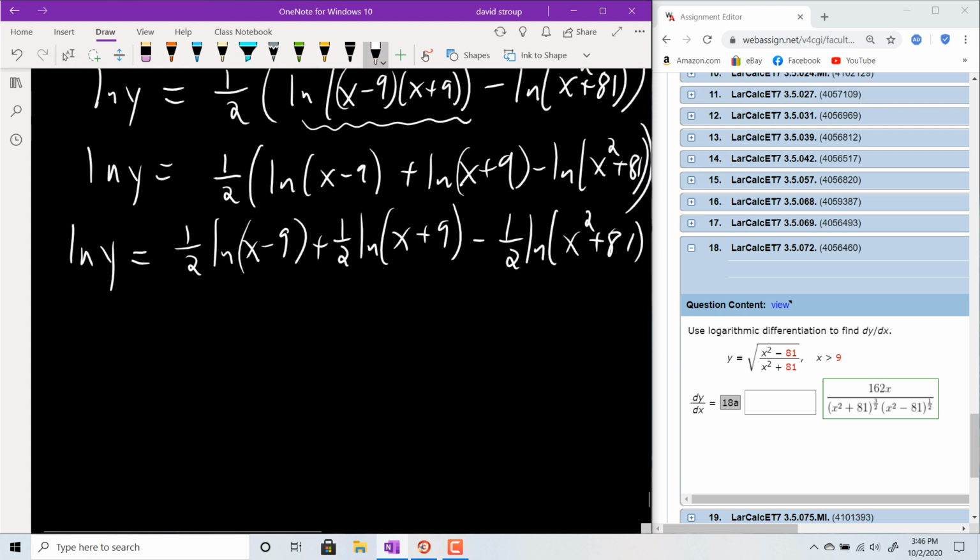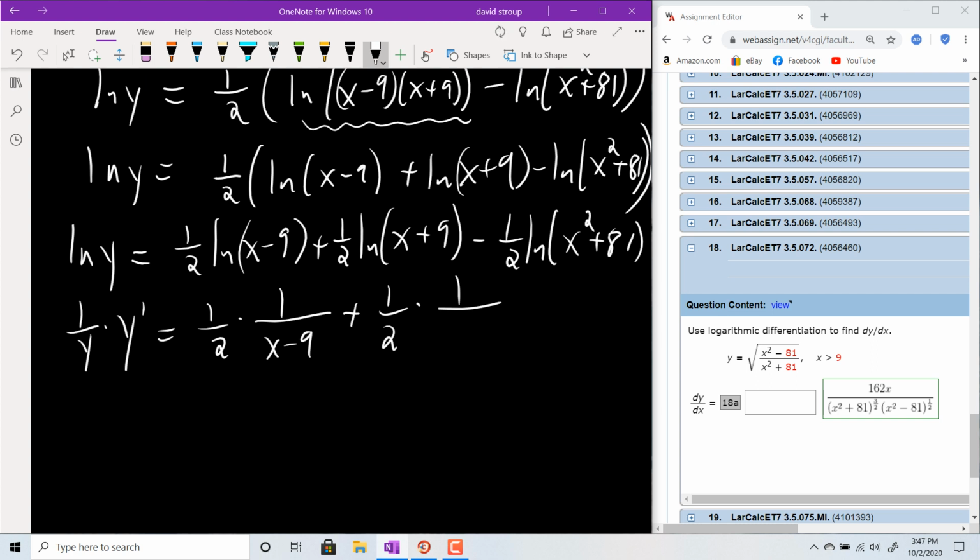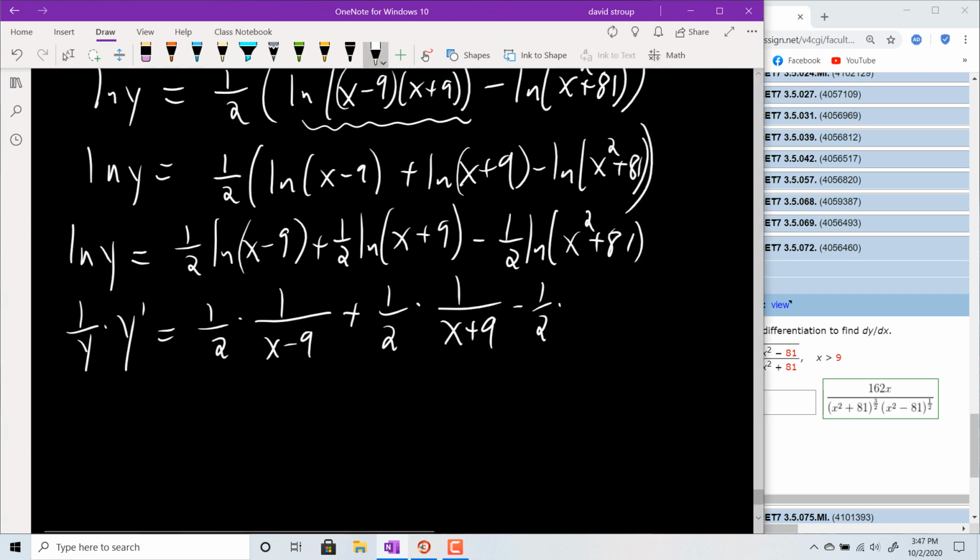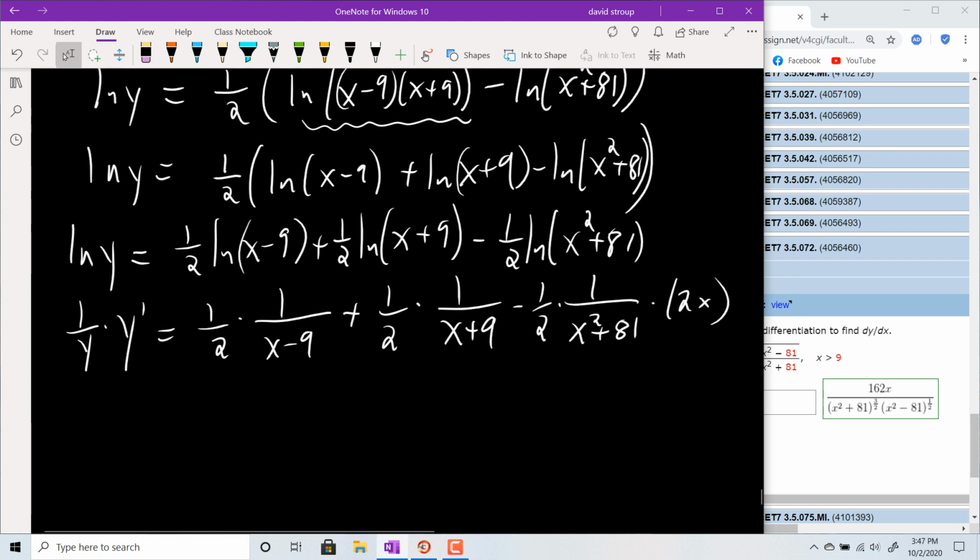Now I'll take the derivative on both sides, implicitly. The derivative of ln of y is 1 over y times y prime. This will be 1/2 times 1 over x minus 9 times the derivative of x minus 9, which is 1, plus 1/2 times 1 over x plus 9 times the derivative of x plus 9, which is 1, minus 1/2 times the derivative of ln of x squared plus 81, which is 1 over x squared plus 81 times the derivative of x squared plus 81, which is 2x.